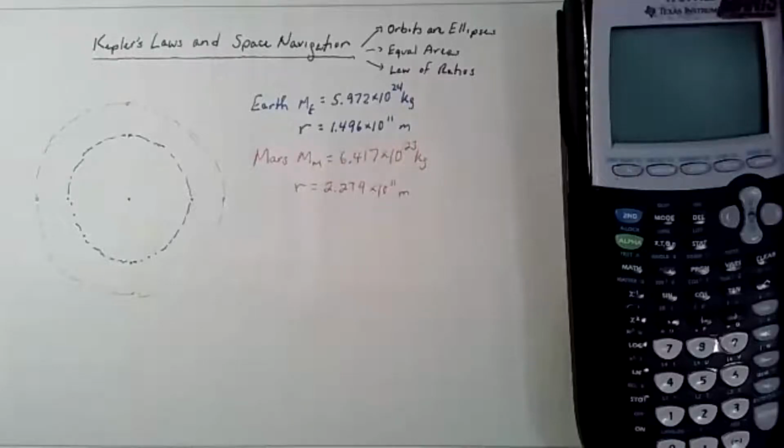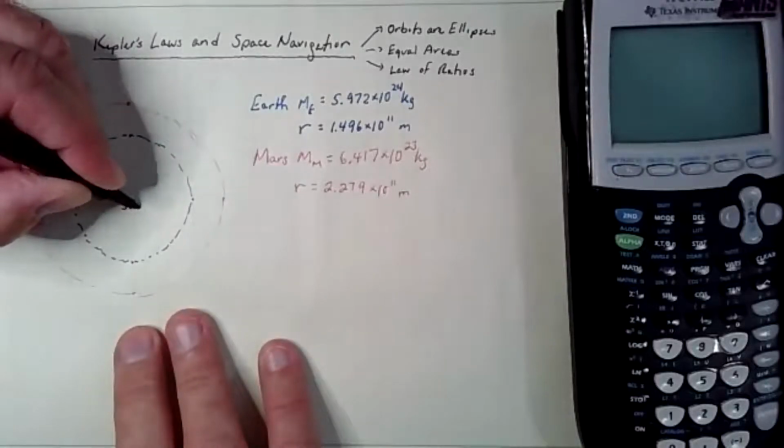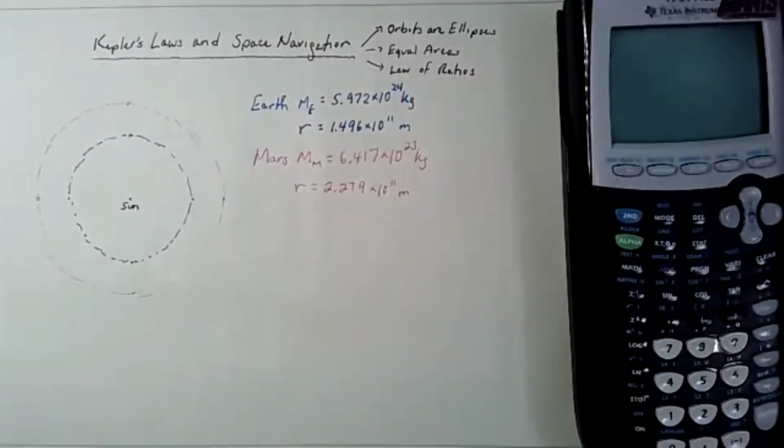In this video, we're going to take a look at Kepler's laws. And as an example of Kepler's laws, we are going to take a look at space navigation. So in this example, we're going to start off with the sun in here. The sun being 99.5% of all the mass in the entire solar system, its gravity dominates everything.